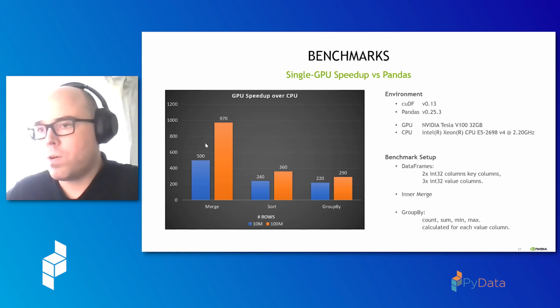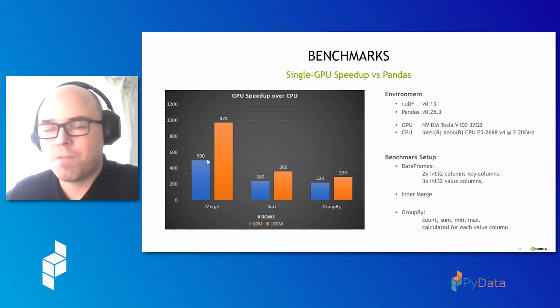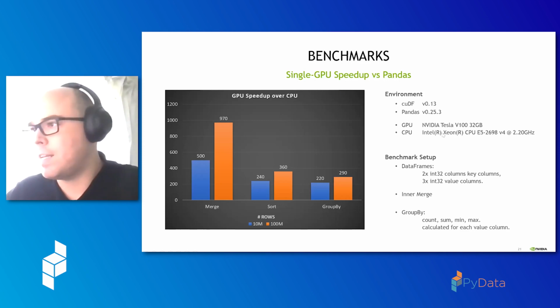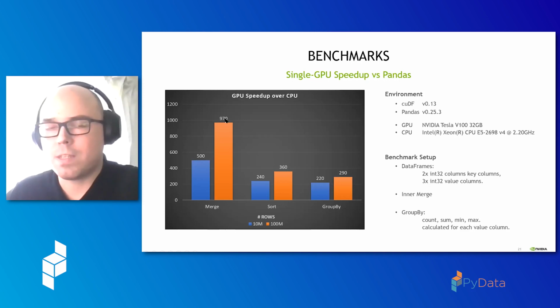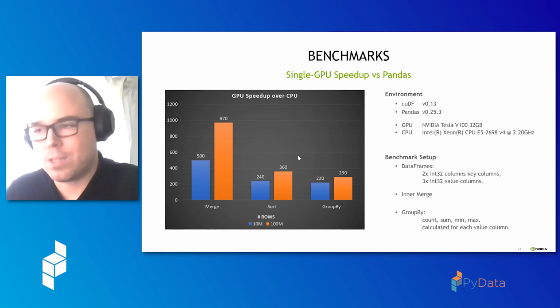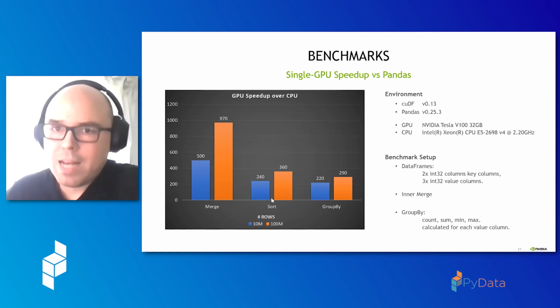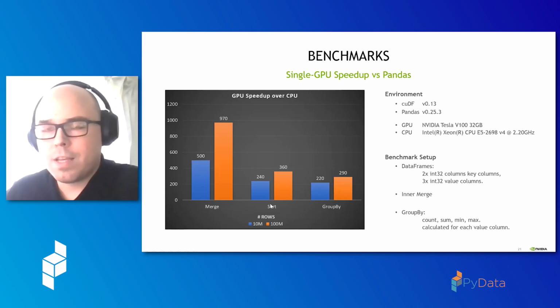So typically this merge operation on 10 million rows will be about 500 times faster than its Pandas equivalent on a fairly decent server-based CPU. But when we increase the data size by tenfold, it will be about 1,000 times faster than its counterpart executed on a CPU. The mileage will vary depending on the operation.